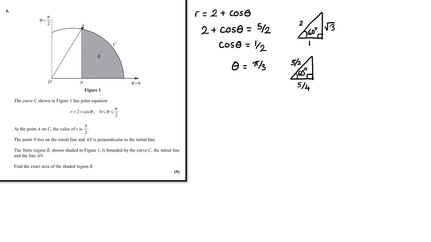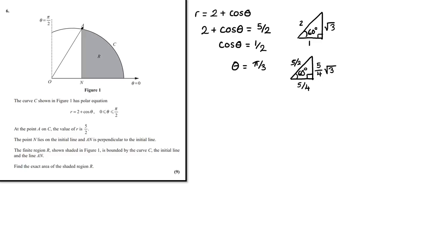And then if we think about it, if this base here is 1, and this is always √3, then I just times whatever the base is by √3. So if that's 5/4, this length here is going to be 5/4 √3, or 5√3 divided by 4. Doesn't matter which way you write that, they're equivalent. Okay, so that's our right angle triangle.